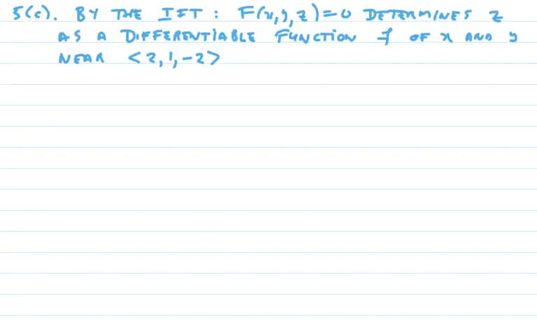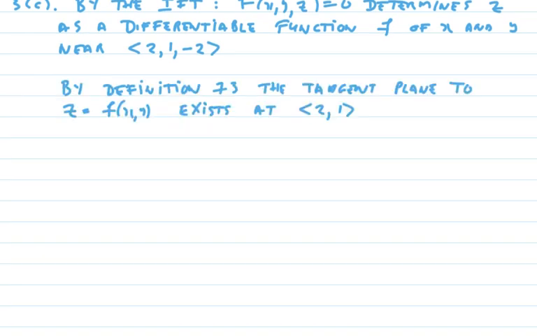For problem 5c, let us recall the result that we showed in 5a. We used the implicit function theorem to show that the equation F(x, y, z) equals 0 determines z as a differentiable function f of x and y near the point (2, 1, -2). Now, since f is a differentiable function, if you look at definition 73, that guarantees that the tangent plane to z equals f(x, y) exists at the point (2, 1).